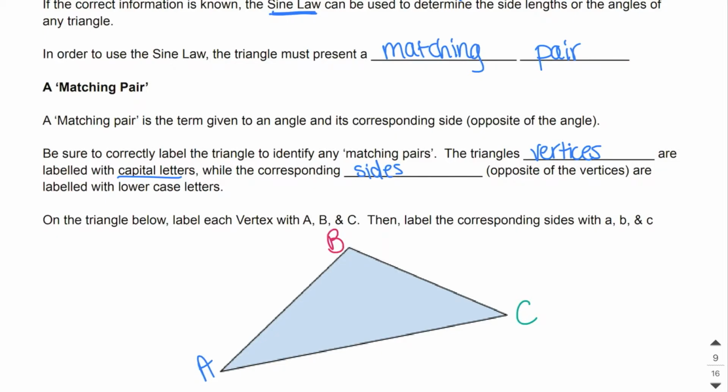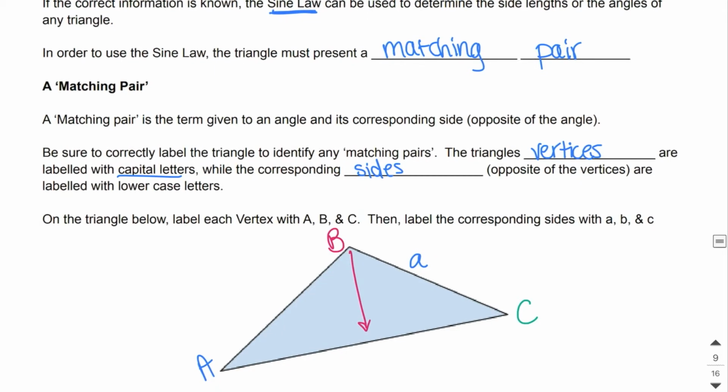To figure out what the lowercase letters are going to be, it's always the sides across from the angles. So if this point right here is vertex A, angle A, then this side across from it is little a. If this is vertex B, then the side across from it is side lowercase b. And if this is vertex C, then the side across from it is side lowercase c. So whenever you are given a capital letter, it is a vertex. Whenever you're given a lowercase letter, it is a side length.